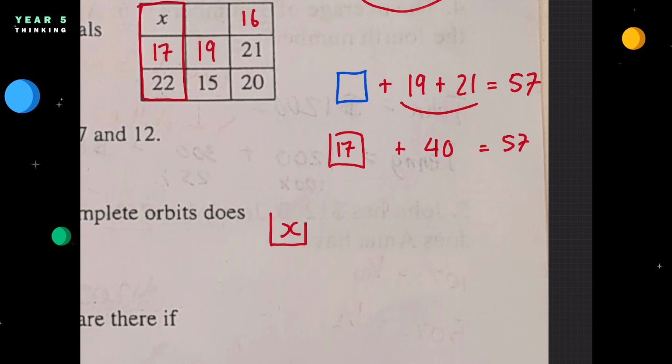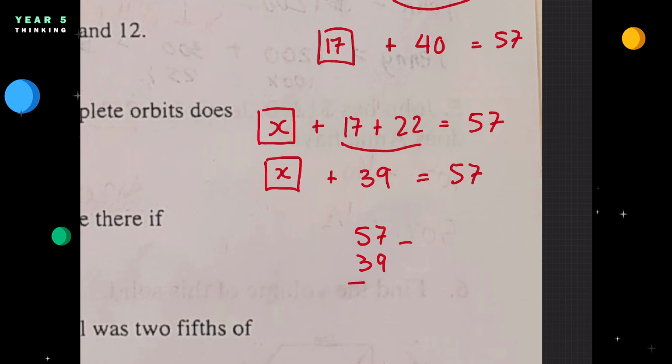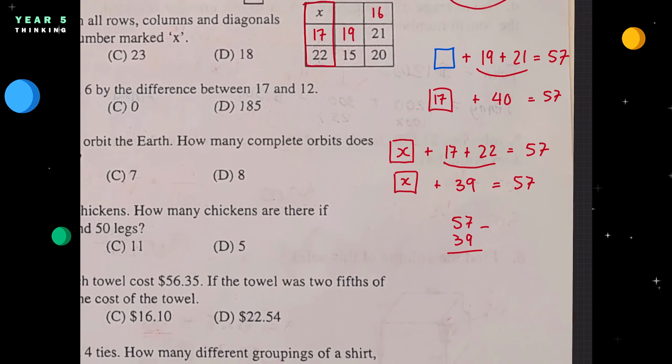The one with the x plus 17 plus 22 is also equal to 57. So let's add these up first. This will be 39. So x plus 39 is equal to 57. What's x? Well, we do subtraction. 57 take away 39 and you'll get the number for x, and you can work it out yourself. Okay.